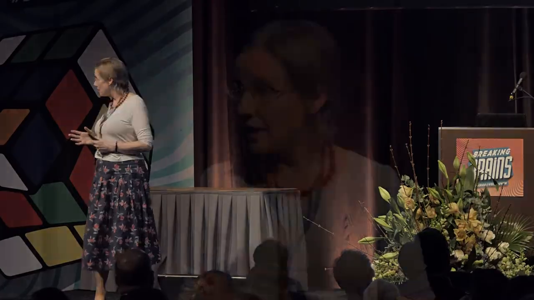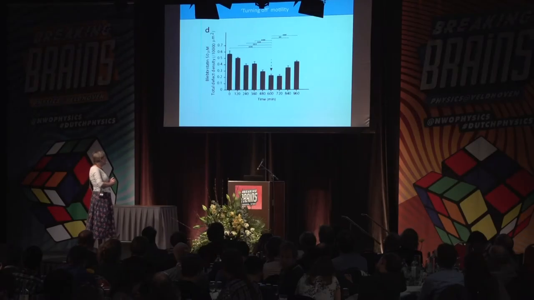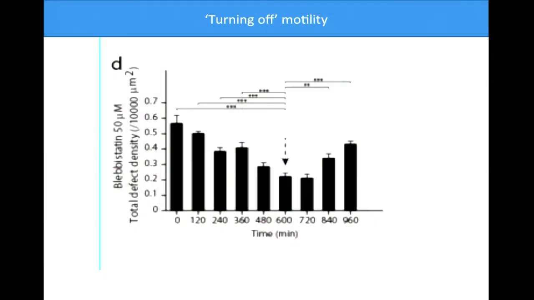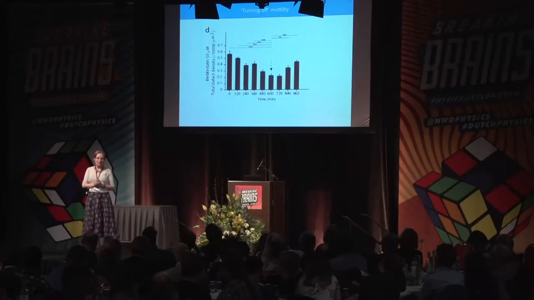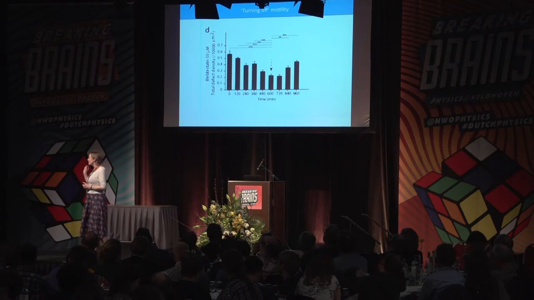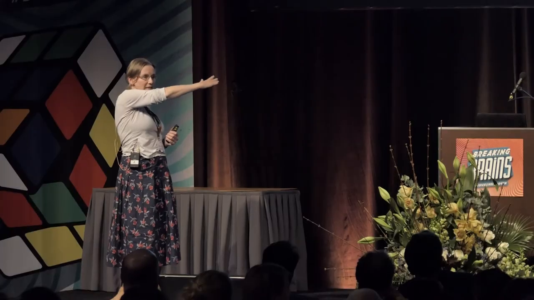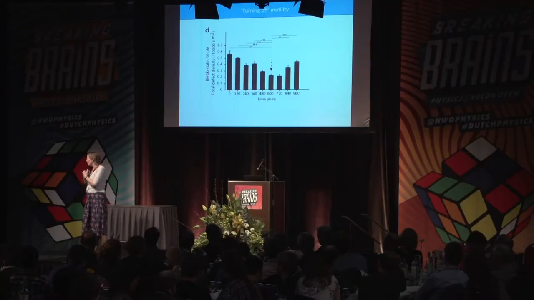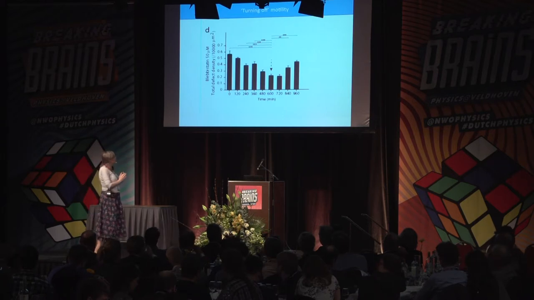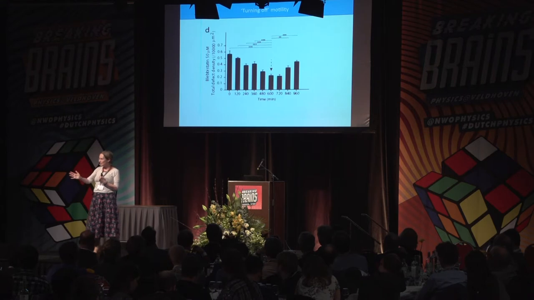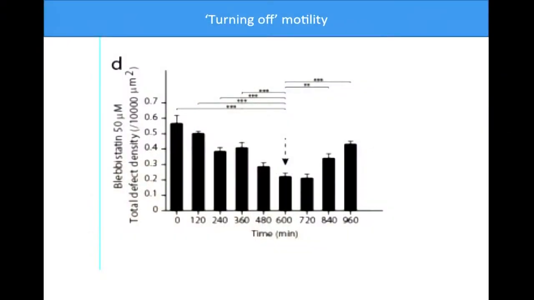And this is an experiment which I think shows very nicely how one can think of these cell layers as active systems. This is the number of topological defects as a function of time. And at time t equals zero, the biologists add blebbistatin to the cells. And what blebbistatin does is it sends the cells to sleep. And so essentially the active nematic becomes passive, and the number of topological defects decreases because they annihilate each other, but no new ones are formed. And then at time 600, they wash out the blebbistatin. Essentially, it's like an alarm clock for cells. They wake up. And what happens is the number of defects increases again. So it is activity which is creating these topological defects.